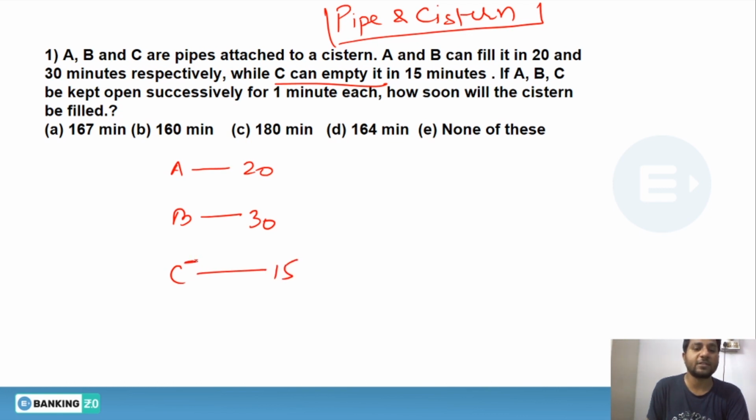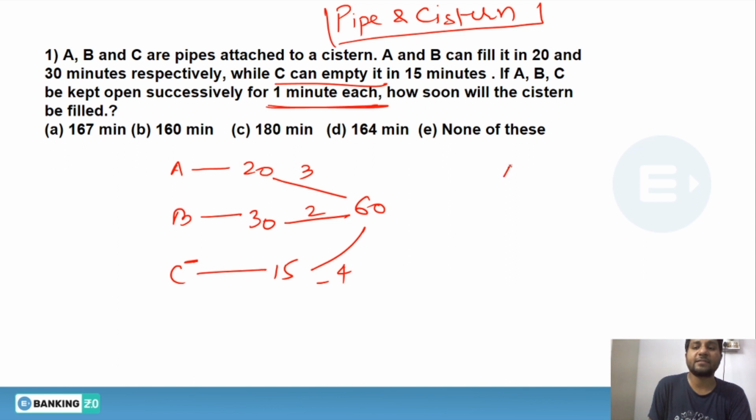So C's efficiency will be negative. Why? Because it is destroying the work. First of all, let me find the efficiency of everyone, and C's efficiency would be negative. If A, B, C are kept open successively for 1 minute each, that means A started, then B comes, then C comes. That means A's 1 minute work, B's 1 minute work, C's 1 minute work will work as a pairing.